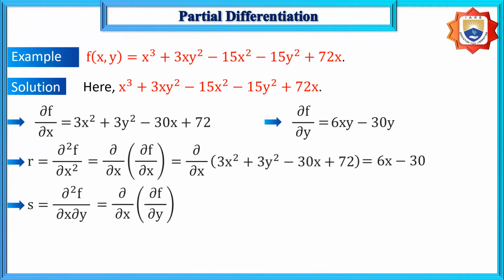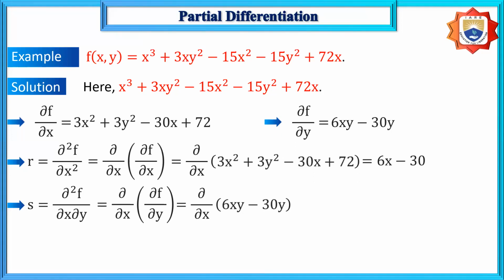That means you need to understand the ∂/∂x of ∂/∂y. The ∂/∂y you already know is 6xy minus 30y. Now tell me, what is the ∂/∂x of this one? Yes, 6y minus 30, sir.